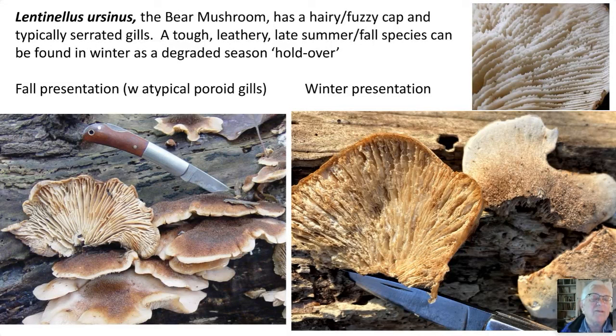Okay, this is one which the Messiah website has used in order to illustrate this aberration. These are actually gills that make pores, and this again is still Lentinellus yersinus. This is in a poroid form. Otherwise, it's exactly the same. So I found this one in November, say, and then this was in January.